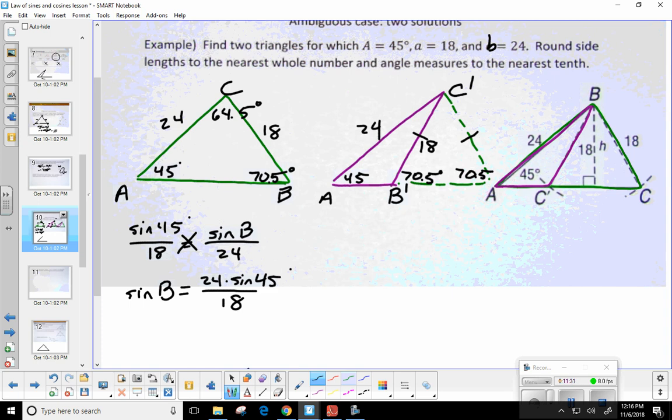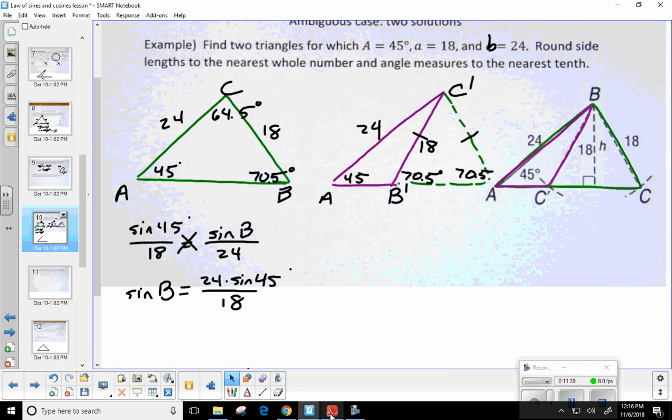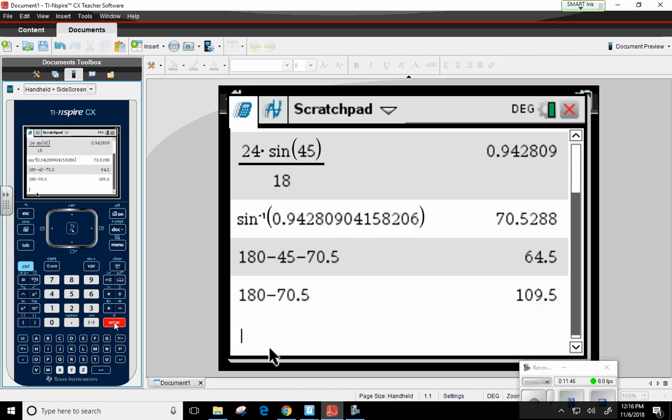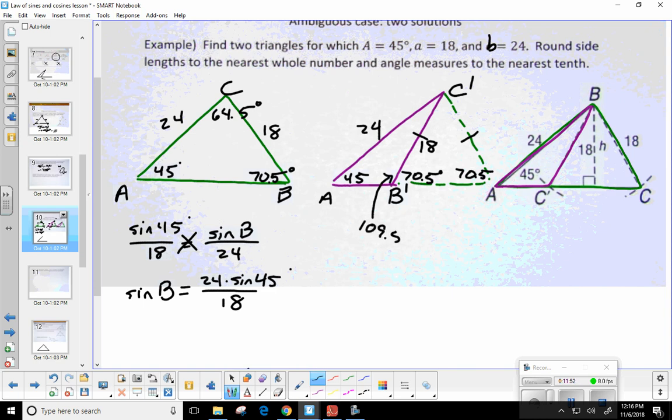Remember, what's the measure of a straight line? 180. So let's see. What is 180? Let me go back over here. So 180 minus 70.5. So that is 109.5. This angle right here, 109.5. Everybody see how I use this angle to help me find the obtuse one? That will work every single time the exact same way.